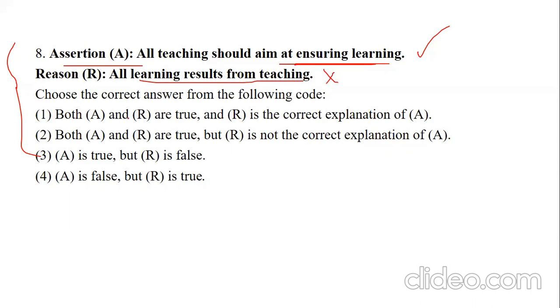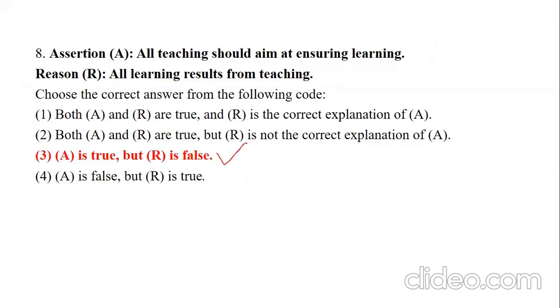So if we look at option 1, both true, no. Both false, no. If we look at the third option, A is true, yes. B is false, this is our correct option. So this is also not. So if you see, your option number 3 is the right answer for this question.